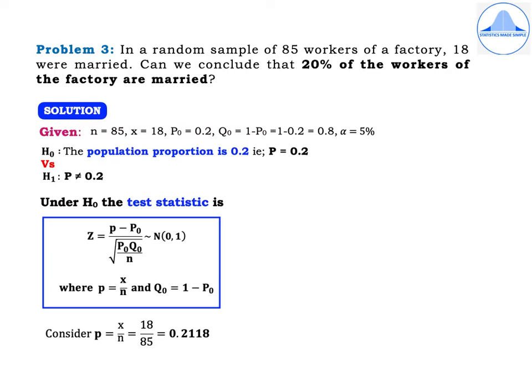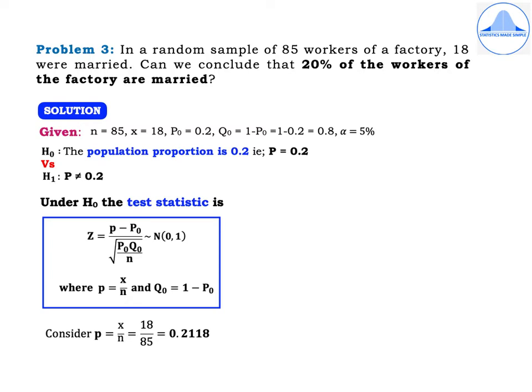The second problem also was a 2-marker. From the third problem onwards till the end of the video, we'll be working out 5-mark problems. Problem 3. In a random sample of 85 workers of a factory, 18 were married. Can we conclude that 20% of the workers of the factory are married?